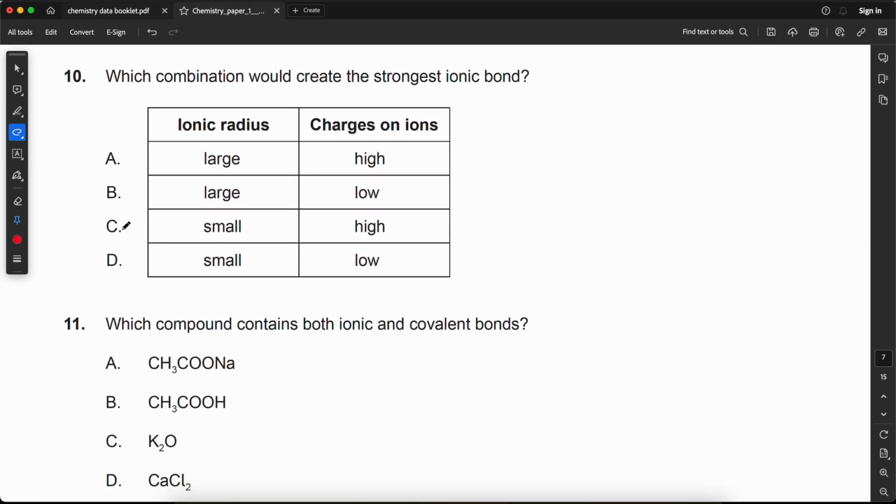Number 10, which combination would create the strongest ionic bond? Electrostatic attraction is weaker in large ions than smaller ions, so it favors small radius. And the greater the charge on the ion, the stronger the ionic bond, as it has the greater electrostatic force.